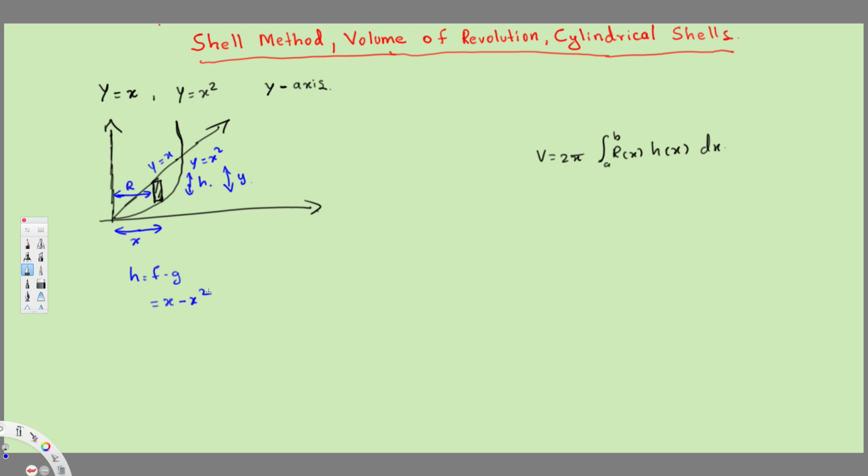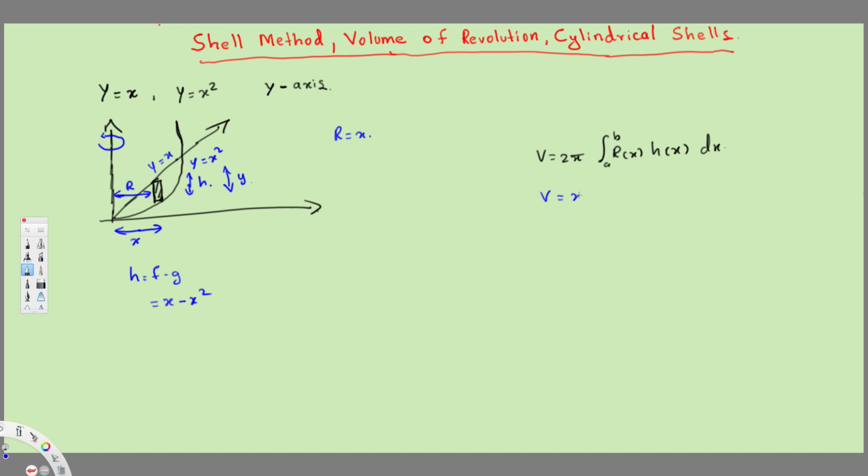Now we have everything in terms of x, because when we rotate this around the y-axis, we have to write everything in terms of x. We have h in terms of x, r is also equal to x. Now we can substitute these values in this equation.